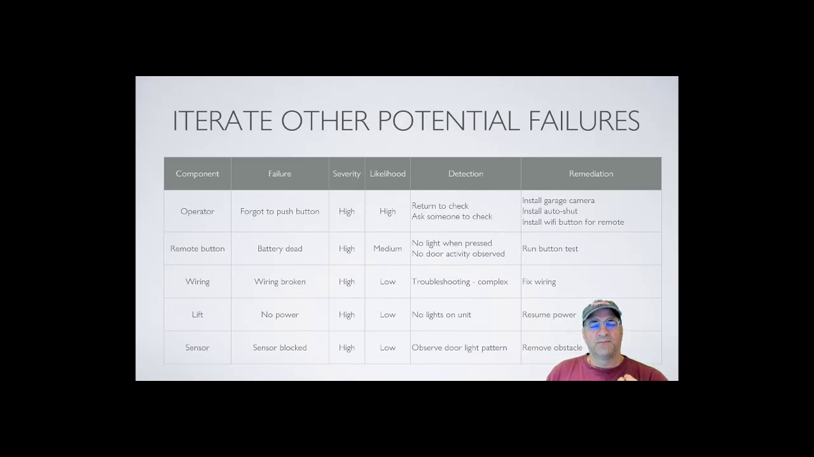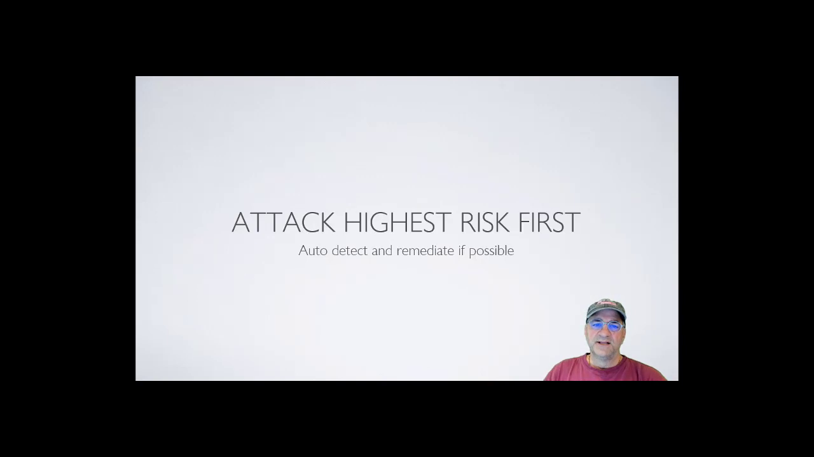When we do failure modes, what we want to do is figure out all the components. We identify the possible failures in each one. There's always more than one. We look at the risk factor created by the severity and the likelihood, and then we figure out how we would detect it and what our remediation options are, and we select, based on cost and value, which detection model we're going to use and which remediation. So basically what you do is you attack the highest risk first.